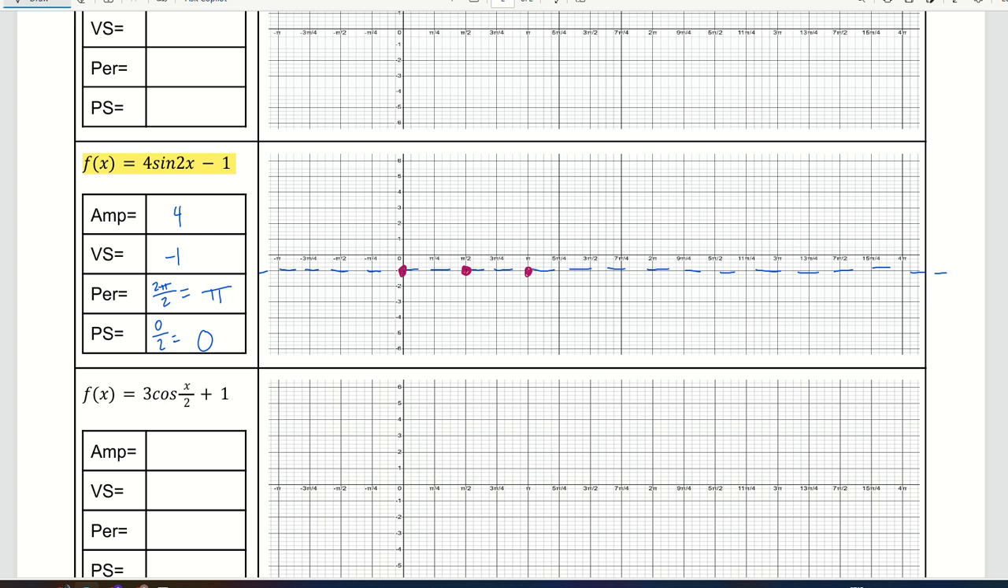So you can kind of see it got shrunk up a little bit. Directly in between these first two midline crossings is our peak, and in this case, our amplitude is 4, so from our midline we go up 1, 2, 3, 4. And then directly in between our last two midline crossings is our trough, so from our midline we go down 1, 2, 3, 4, which is the distance of our amplitude. So this is the first period.